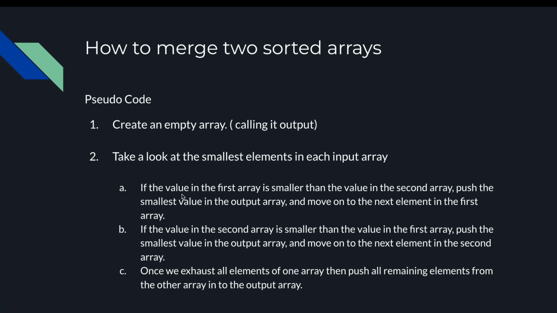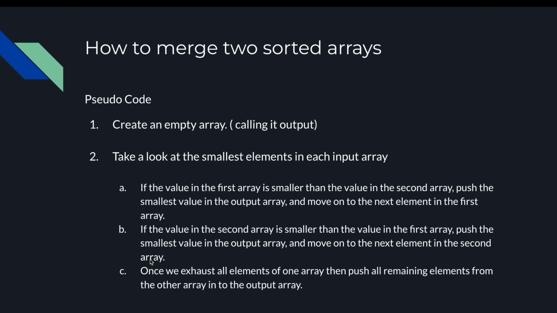And then we will check if the value in the first array is smaller than the second array, we will push the smallest value into our output array. And then we will move on to the next element in the first array. Let's say if the value in the second array is smaller than the value in the first array, then we will push the smallest value into our output array and move on to the next element in the second array.